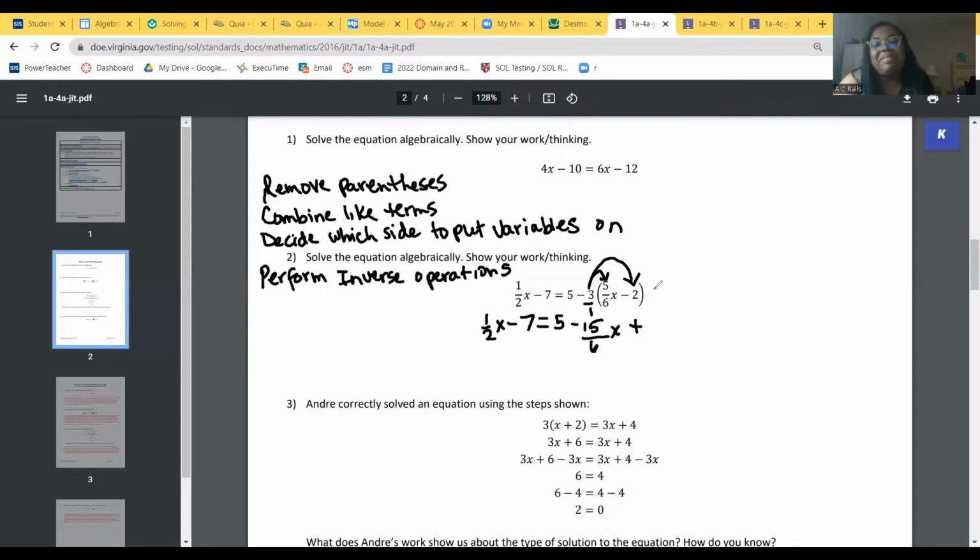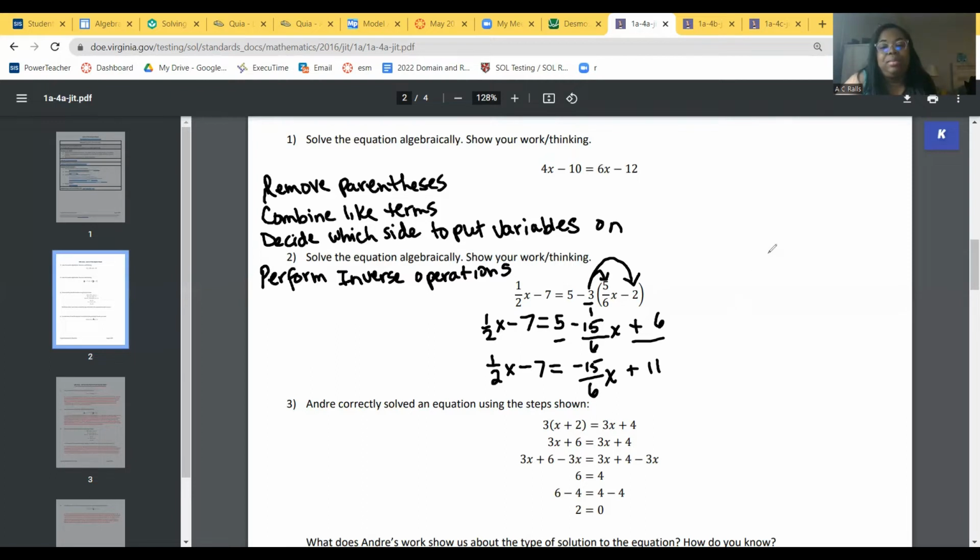-3 times -2 would be a +6. All right, we want to combine like terms. And so we have 5 plus 6. Rewrite all of this: 1/2 x minus 7 is equal to, I'm going to put this -15 over 6 first. It doesn't matter, but I just choose to do it first and keep it in standard form. 5 plus 6 would be 11.